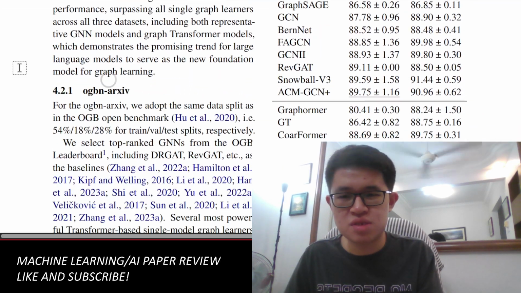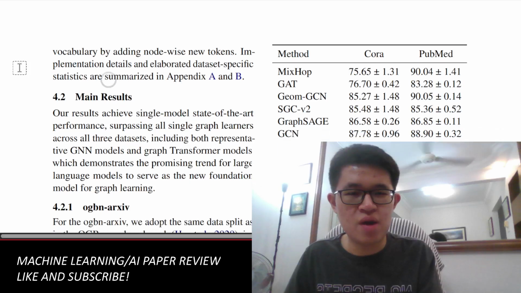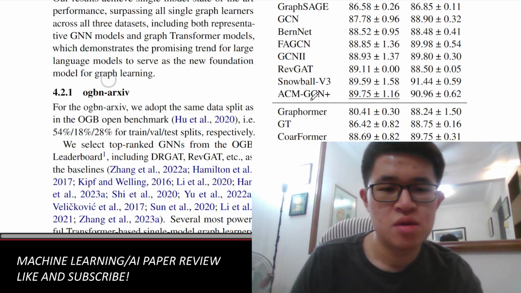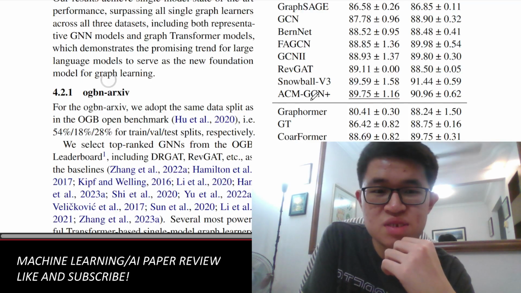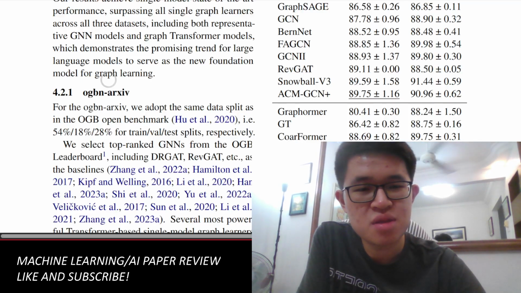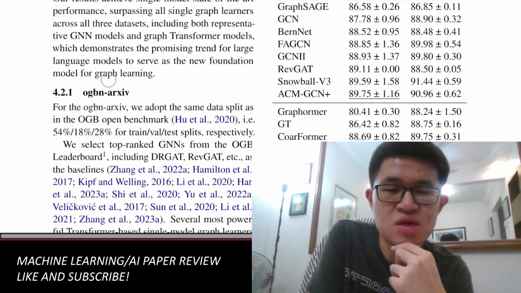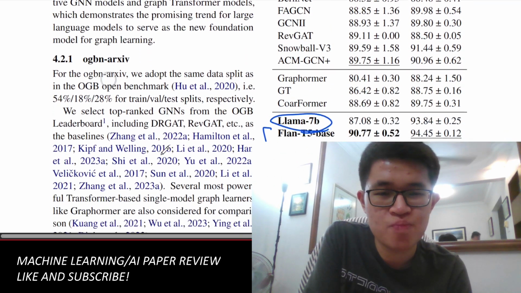Let's take a look at more results. Cora and PubMed, table 2. The results also speak for themselves, but in this case the Llama 7B model seems to be performing a bit worse compared to the other models. Interesting. But regardless, I think it's pretty good.